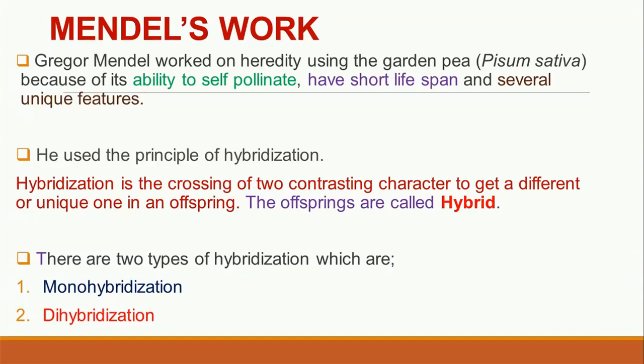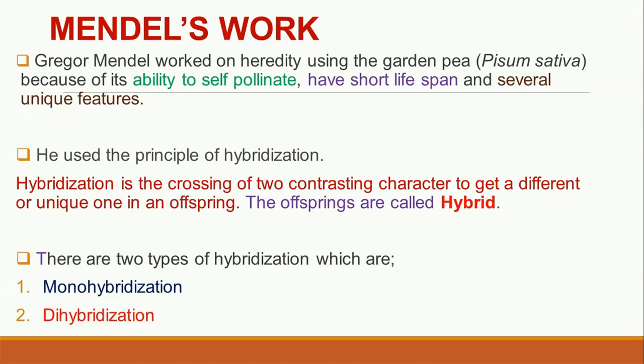So he used the principle of hybridization. So what is hybridization? Hybridization is the crossing of two contrasting characters to get a different or unique one in an offspring. For example, you have a tall person or a tall seed and a short one, and then you cross them together. You can get an offspring that is not as tall as the father or the male and not as short as the female. So very unique, different from both parents. And these offsprings are called hybrid. For plants, we call them hybrid.